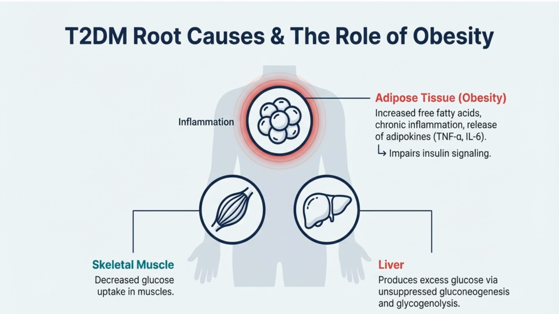Root causes of type 2 diabetes include the role of obesity, specifically adipose tissue, which releases free fatty acids and inflammatory adipokines, impairing insulin signaling. Additionally, skeletal muscle decreases glucose uptake, and the liver produces excess glucose.